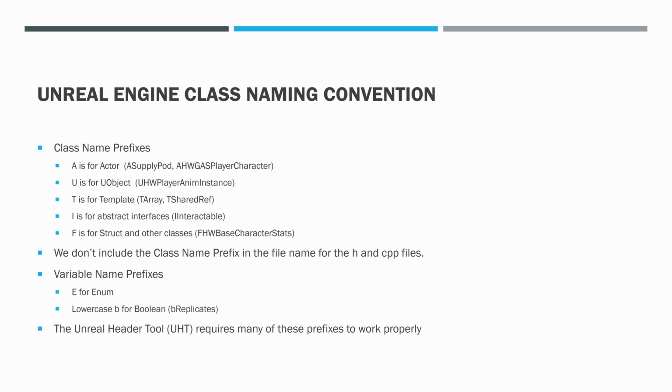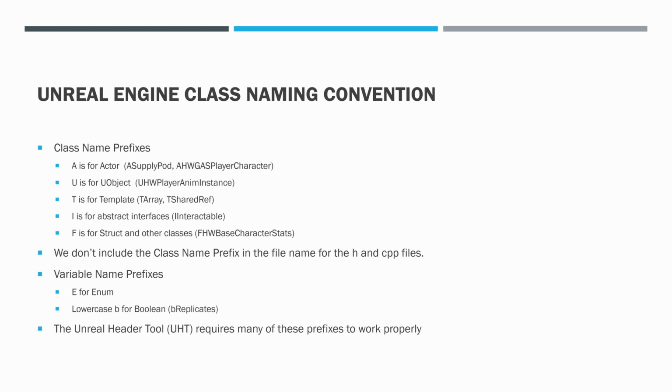Now, we don't include the class name prefix in the file name for the H and CPP files. This can be a little bit confusing, but let's say we have an AHWGASPlayerCharacter. We would omit the A when we name the files, and so they would just be named HWGASPlayerCharacter. So these one-letter class name prefixes are not included in the file names.